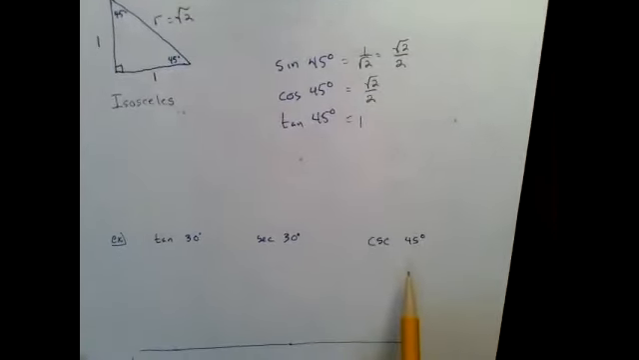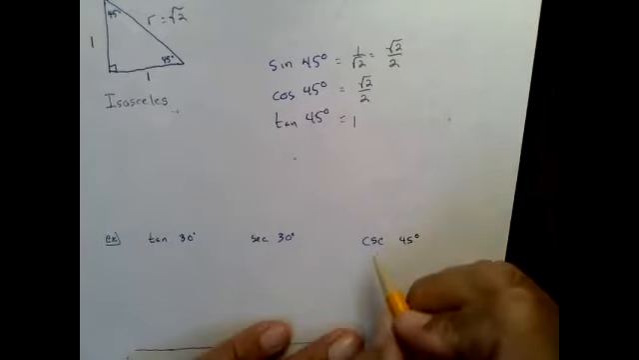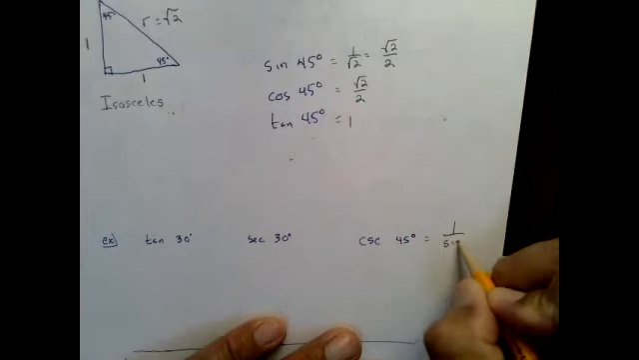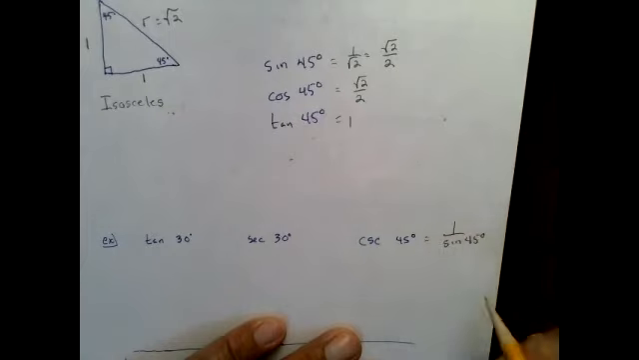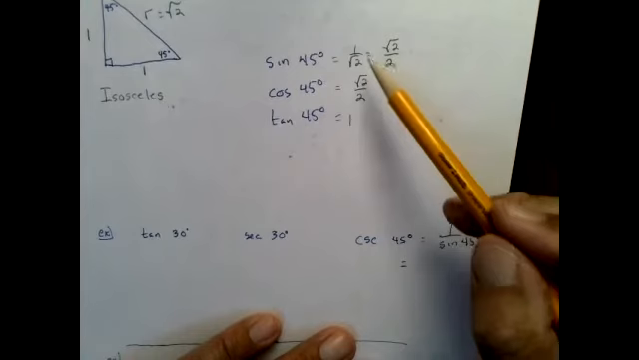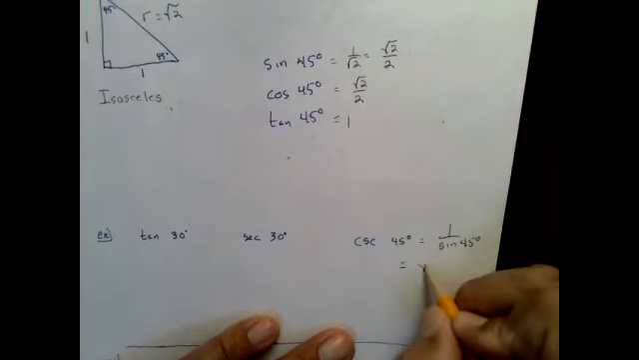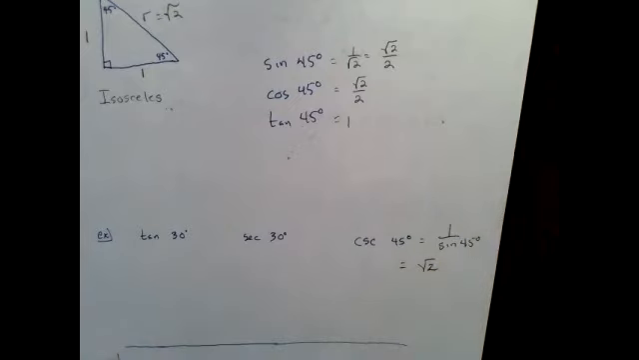What's the cosecant of 45? Wait a minute, the cosecant is the same as 1 over the sine, which means it's the reciprocal of this. I think it's just going to be the square root of 2.